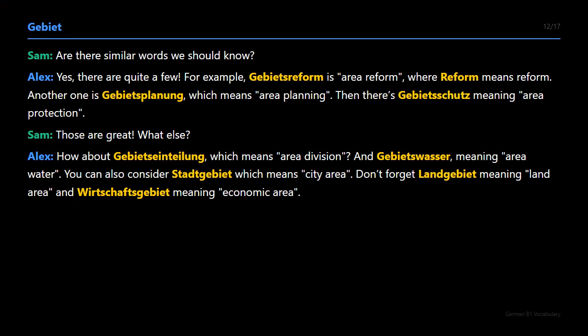What else? How about Gebietsanteilung, which means area division. And Gebietswasser, meaning area water. You can also consider Stadtgebiet, which means city area. Don't forget Landgebiet, meaning land area, and Wirtschaftsgebiet, meaning economic area. That's quite a list.